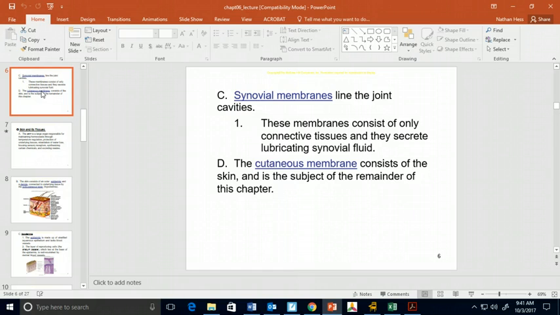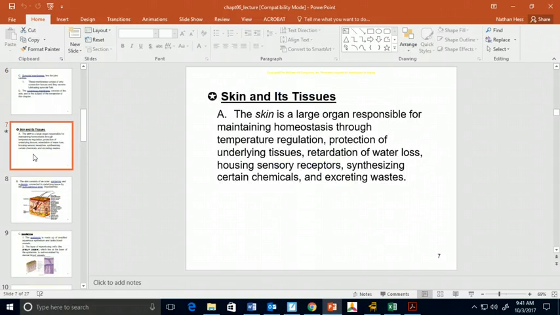Yes, ma'am. The cutaneous? That is just simply the skin. It's just another term for the skin. And the epithelial membranes are just all the other three aside from synovial. Okay.